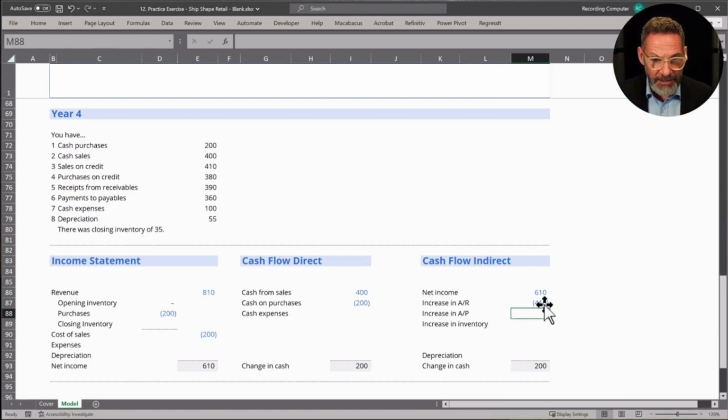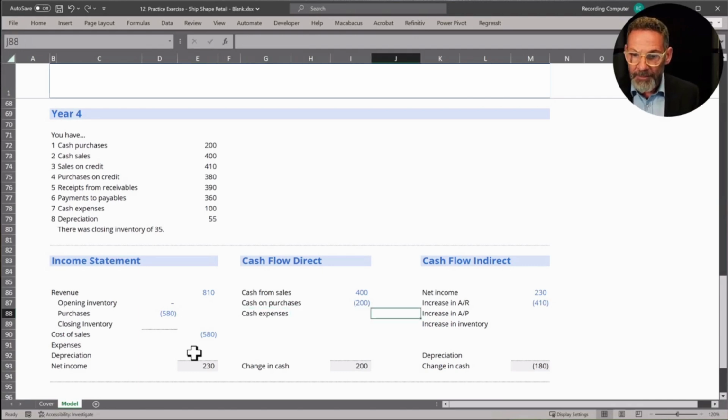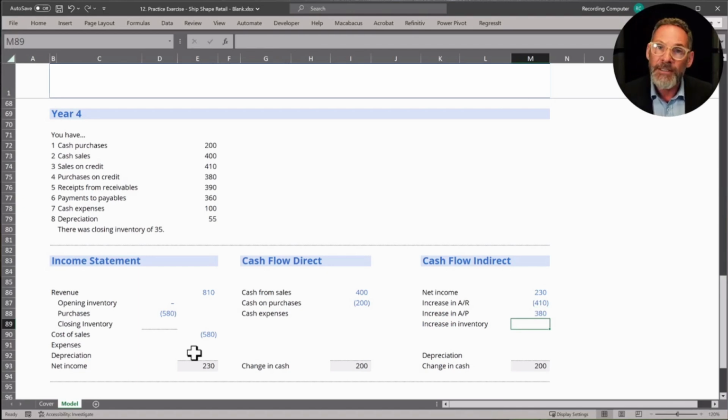Okay, so now let's go to the next one. We have purchases on credit. So we're going to add more purchases there of 380, but that doesn't impact the direct cash flow, but we do have to make an adjustment for accounts payable on the indirect cash flow. This is going to be a positive number because we haven't had to pay the cash yet. We haven't had to have a cash outflow. So we're going to put plus 380. And we know we've done it right because, again, the direct and indirect cash flow, those balances at the bottom match.